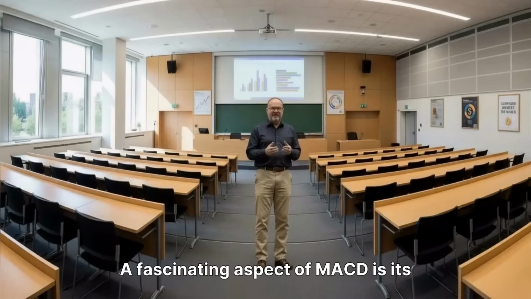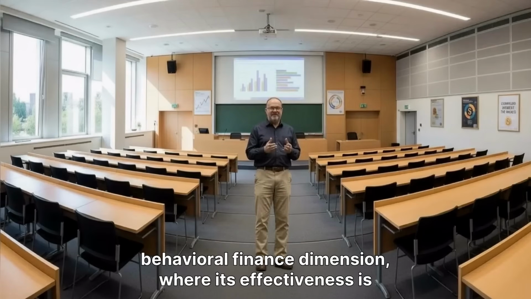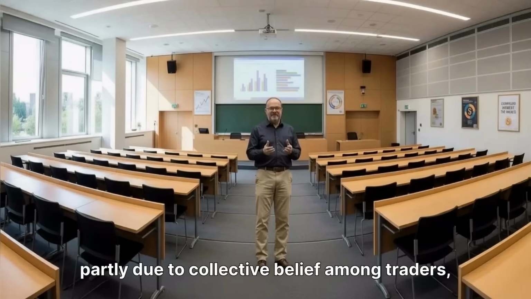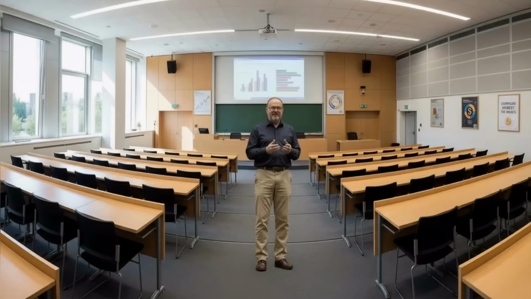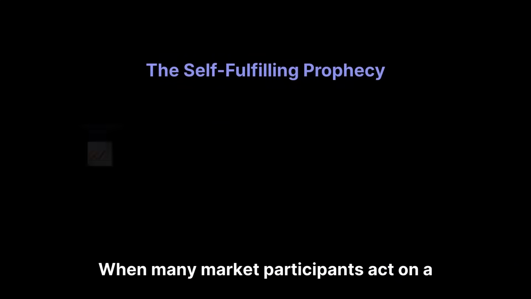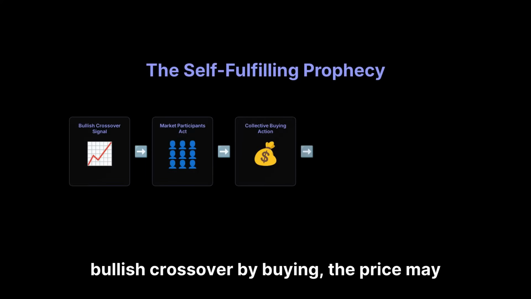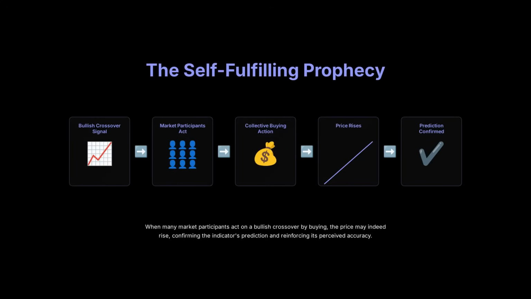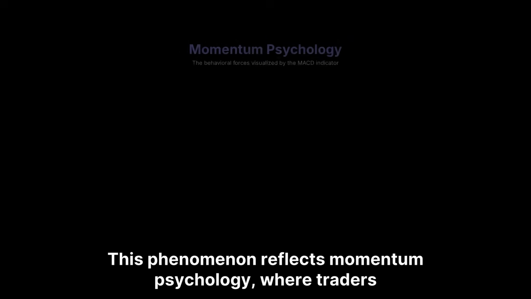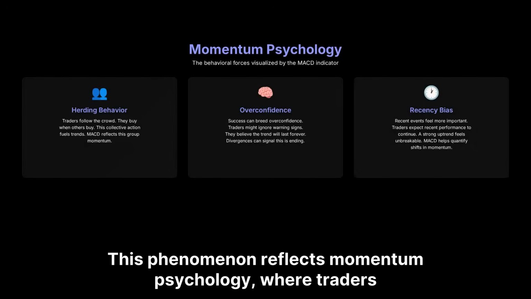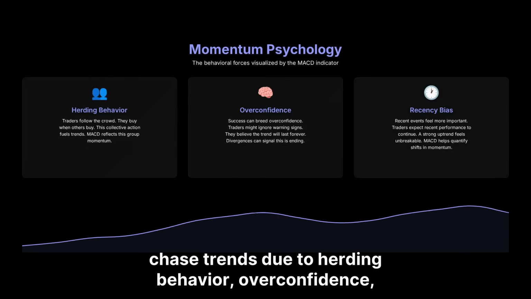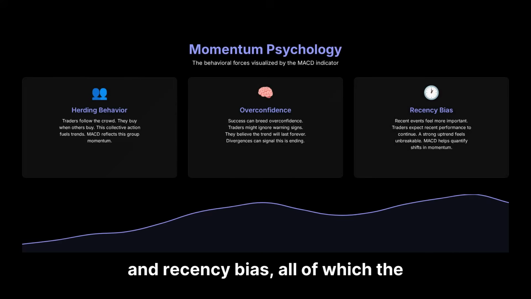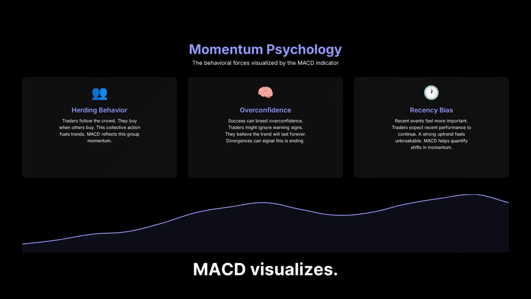A fascinating aspect of MACD is its behavioral finance dimension, where its effectiveness is partly due to collective belief among traders, creating a self-fulfilling prophecy. When many market participants act on a bullish crossover by buying, the price may indeed rise, confirming the indicator's prediction and reinforcing its perceived accuracy. This phenomenon reflects momentum psychology, where traders chase trends due to herding behavior, overconfidence, and recency bias, all of which the MACD visualizes.